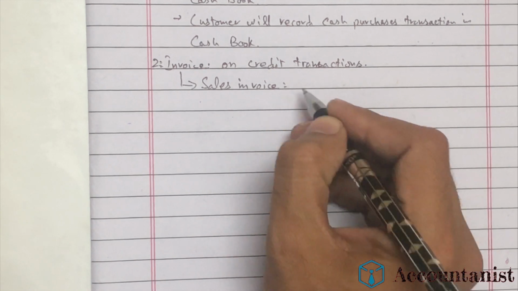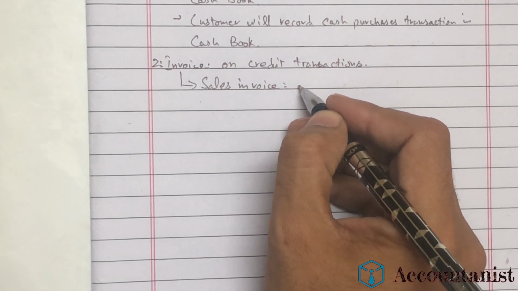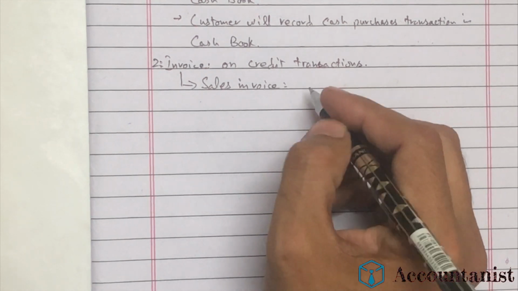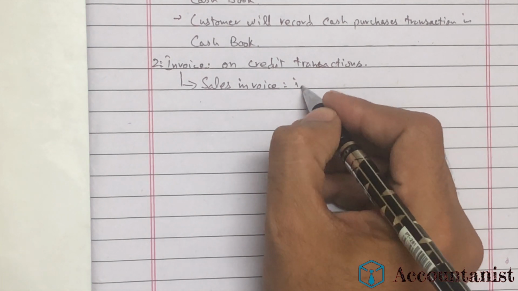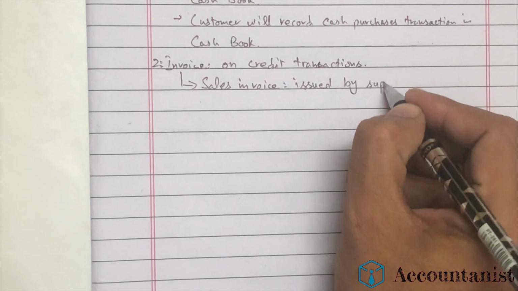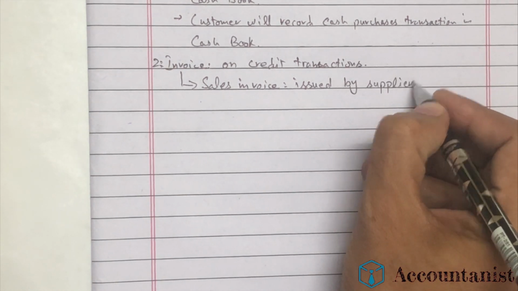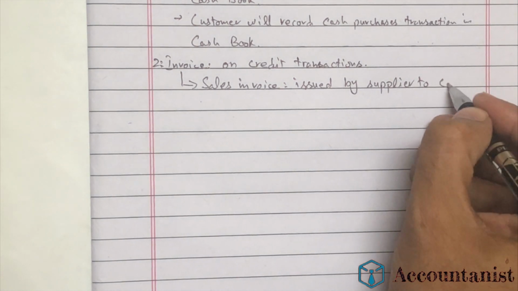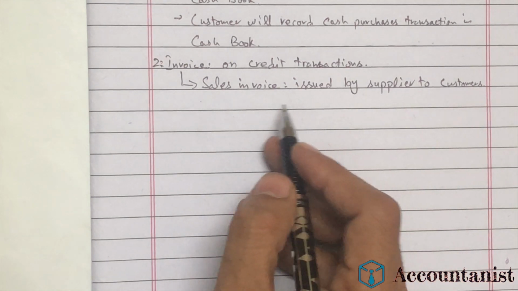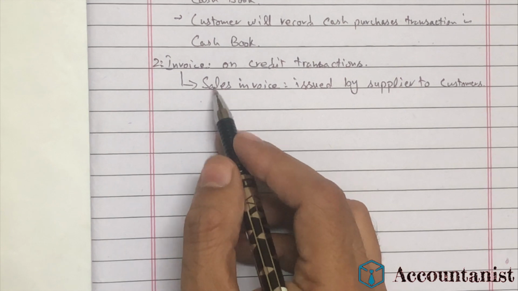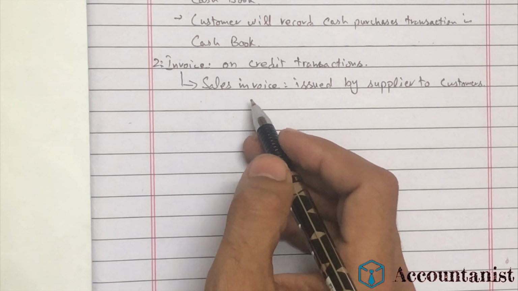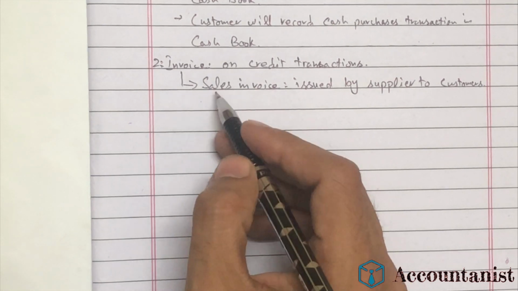Who is going to issue the sales invoice? The sales invoice is on credit sales transactions. This document will be issued by the supplier to its credit customers. Similarly to the receipt, the sales invoice will be issued by the supplier to its customer, but it's on a credit transaction. That's the important thing here, and the main difference between the receipt and the invoice.